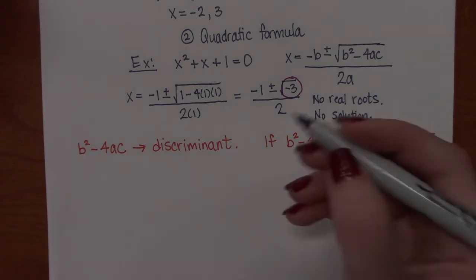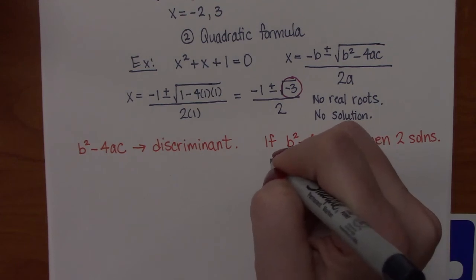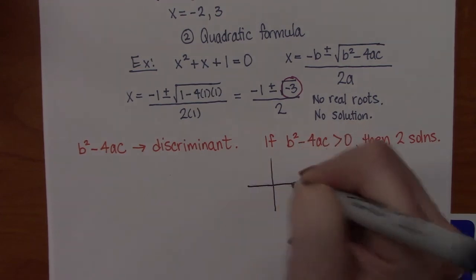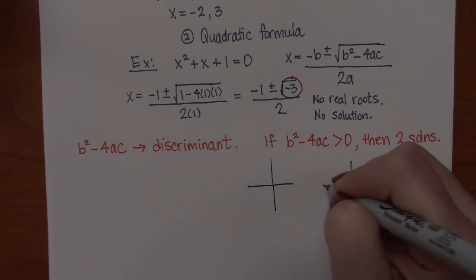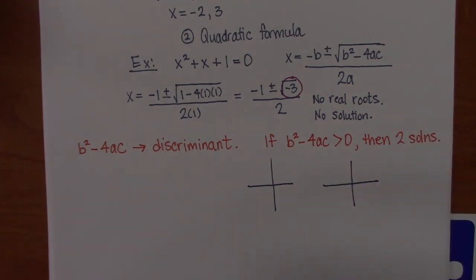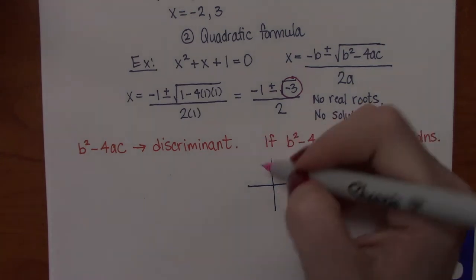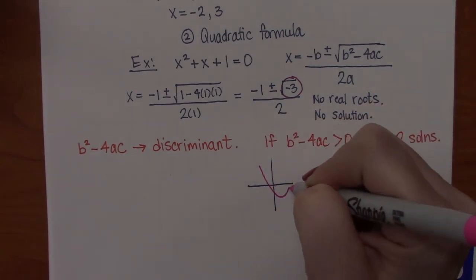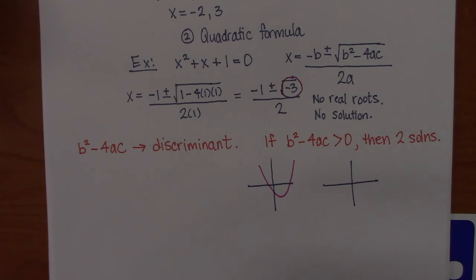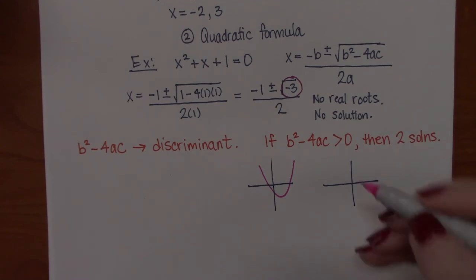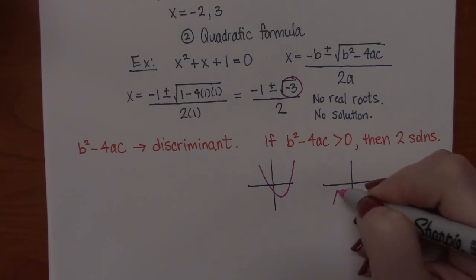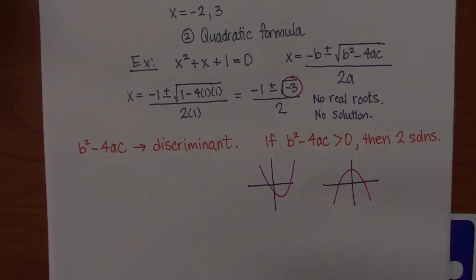And visually, this could look like one of two things. You could have a parabola that opens up where the vertex is below the x-axis, so it crosses the x-axis twice. Or we could have a parabola that opens down. And if it opens down, the vertex needs to be above the x-axis, and that guarantees you're getting two solutions.